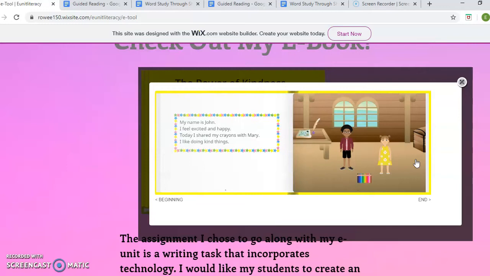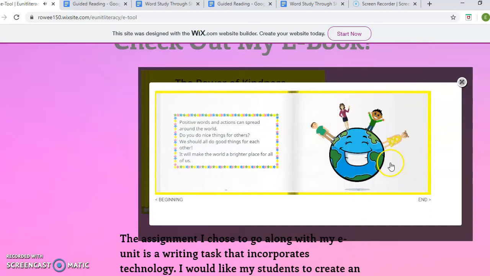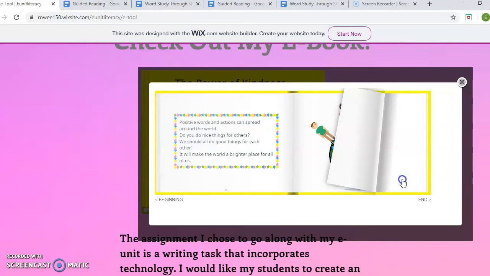Today I shared my crayons with Mary. I like doing kind things. Positive words and actions can spread around the world. Do you do nice things for others? We should all do good things for each other. It will make the world a brighter place for all of us.